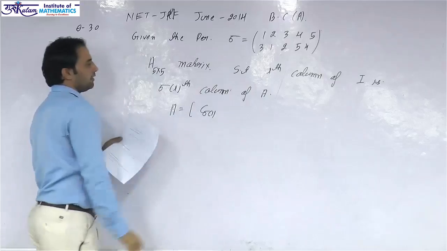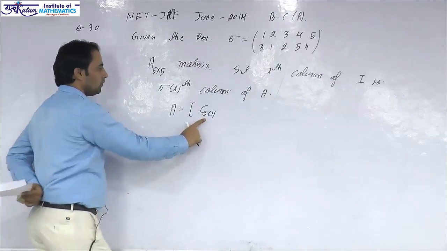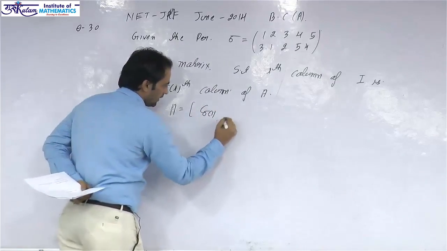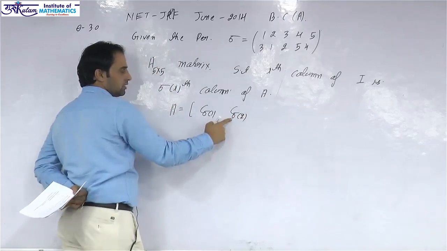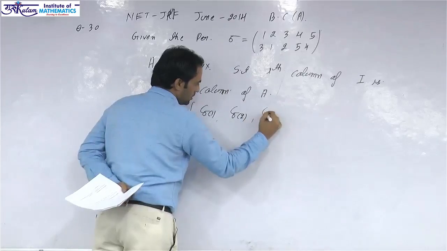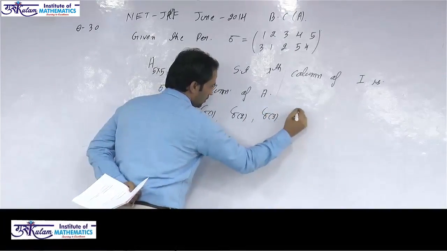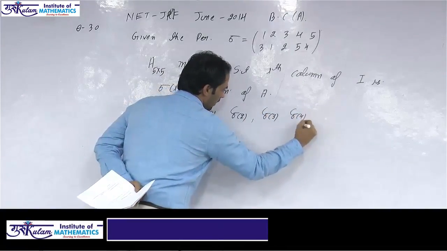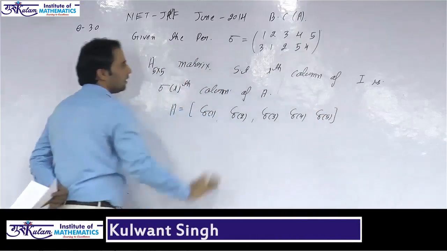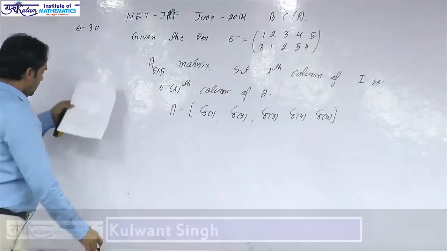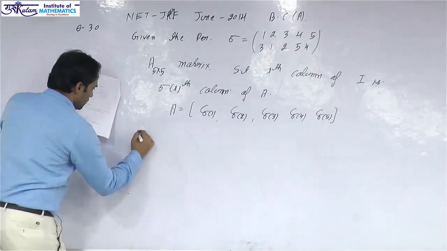The first column of A is the sigma 1th column of the identity matrix, and the second column is C sigma 2, third column is C sigma 3, fourth column is C sigma 4, and fifth column is C sigma 5. So this is the given matrix, and the options are which of the following is correct.